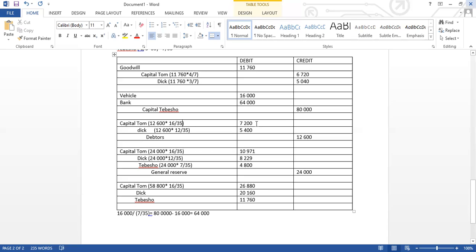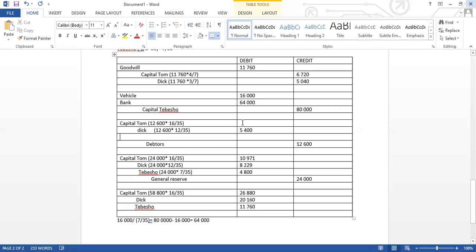So what is Tom's sharing ratio? Using the new profit sharing ratio, how much will Tom get? 5,760. And then Dick will get how much? 4,320. And then we'll have Tebesho with how much? Which is 12,600, you multiply by 7 over 35. We'll get how much? 2,520.